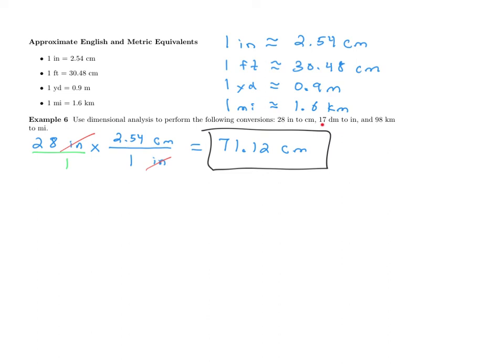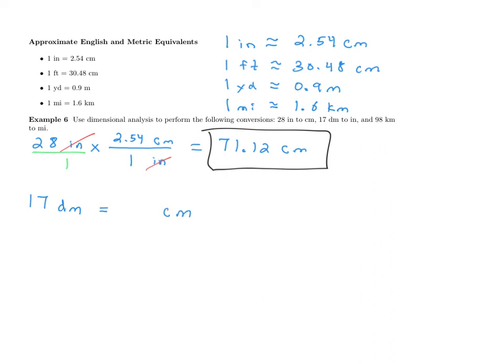Now, what about converting 17 decimeters into inches? You look over to your conversion factors and you hope to see decimeters and inches, and unfortunately, I don't see decimeters anywhere. I do see centimeters and inches, so we can use this conversion factor, but I think there's going to be a preliminary step. I first want to convert 17 decimeters into centimeters, then I can use this conversion factor to convert that into inches. So because I don't see this unit anywhere over here, we have a preliminary step. So we're going to start with 17 decimeters, and we want this to go to centimeters.